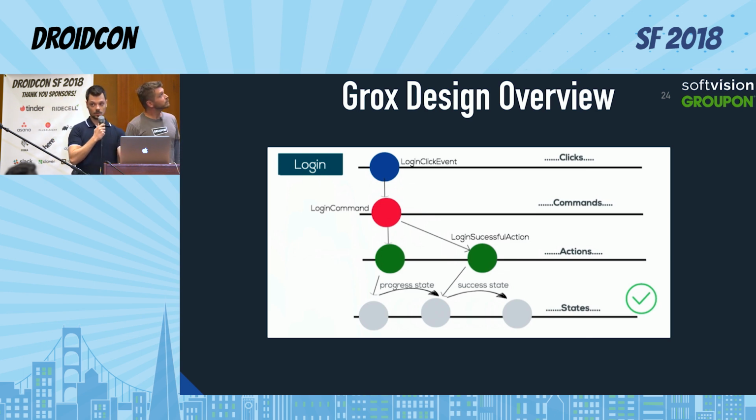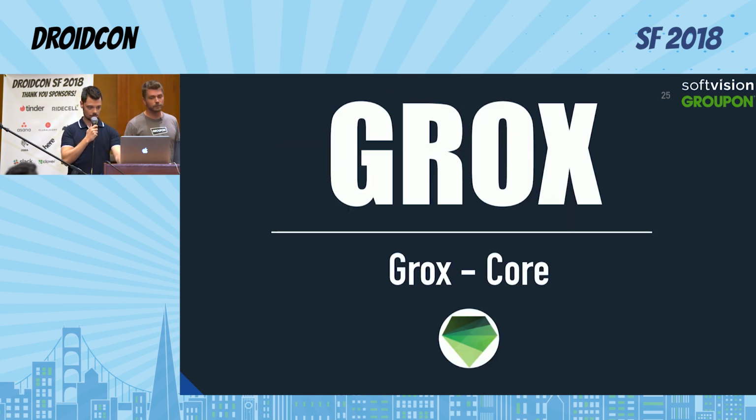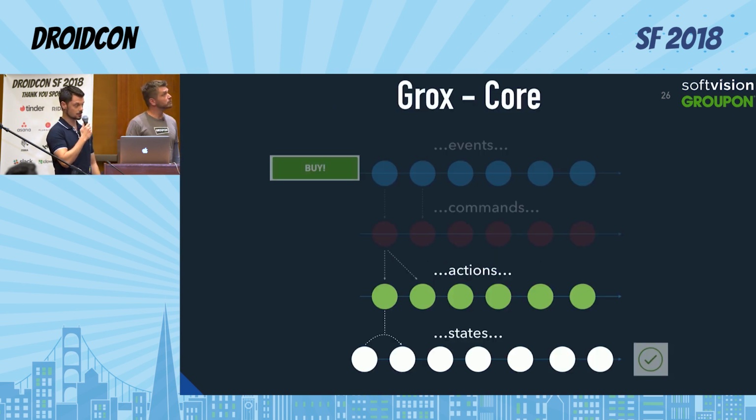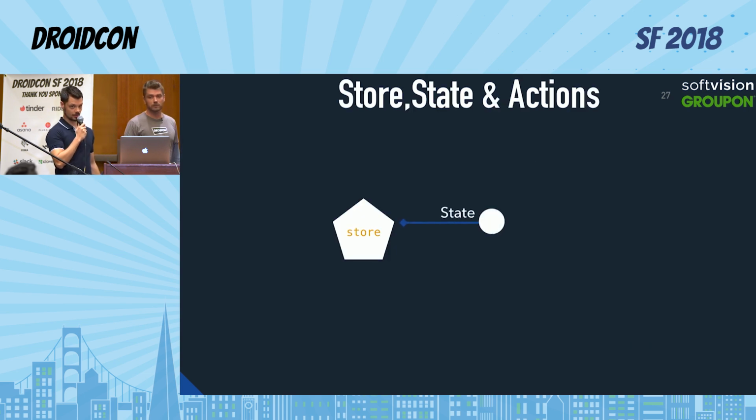Let's see what the building blocks are for you to create this design. Grox comes with three artifacts, three jars that you can use independently to create this design. The first two are the Grox core and the Grox core RX extension. And this is about actions, states, and the store. The store is a state repository. It's the unique source of truth. And we highly recommend that you use an immutable state. Here you can use AutoValue, or if you're using Kotlin, they are built in.